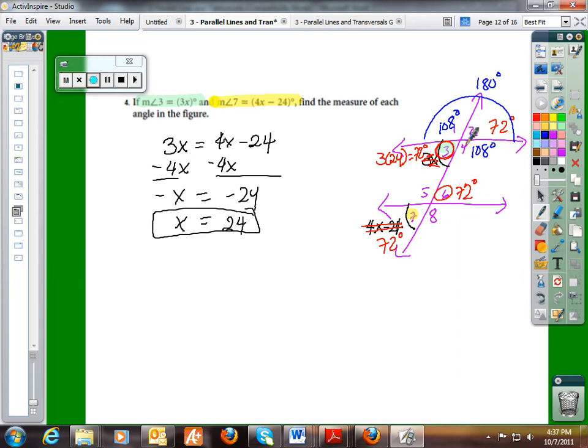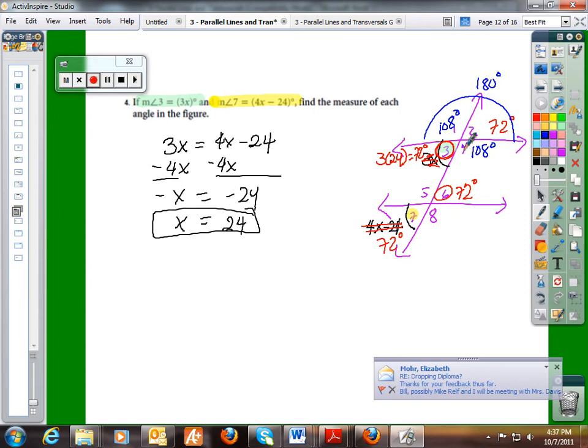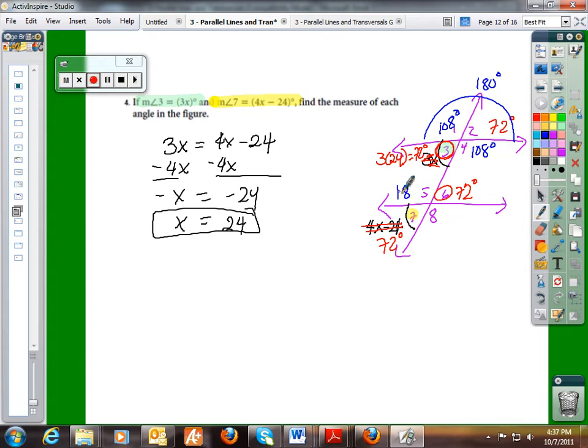And you can think of alternate interior angles being formed here between 4 and 5. So angle 5 is 108 degrees as well. And vertical angles with angle 8, this is also 108 degrees. So there you've got it. We've found every angle within this diagram using our angle properties.